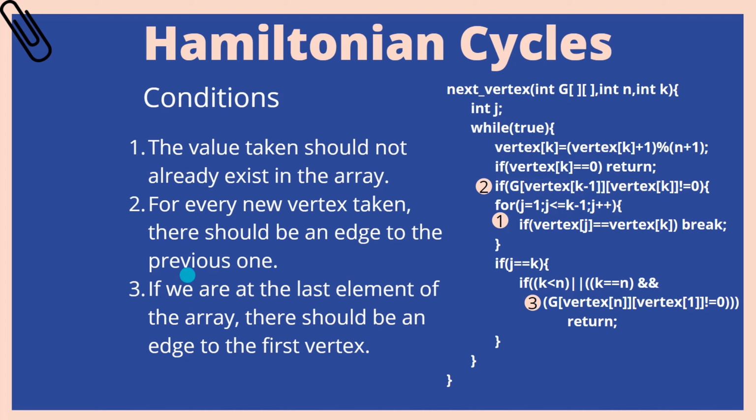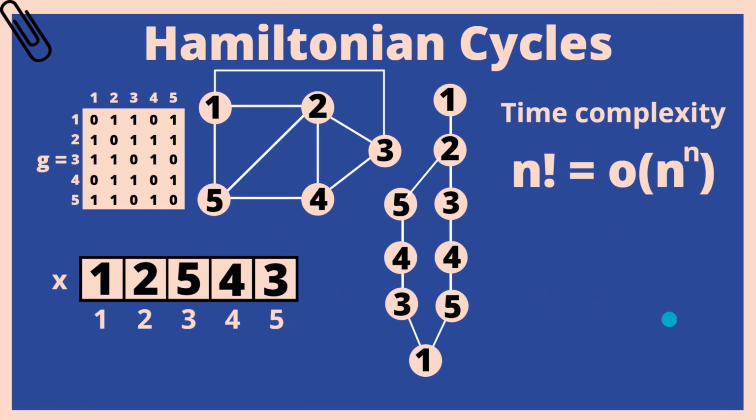And the third one is if we are at the last element of the array, there should be an edge to the first vertex. This line of code is going to check if we are having the edge between the last element and the first element. So this was the working of the Hamiltonian cycle. I showed you only 2 examples. The program will move further and will show more examples and give more answers. So the time complexity of this is going to be n factorial or O of n raised to n.